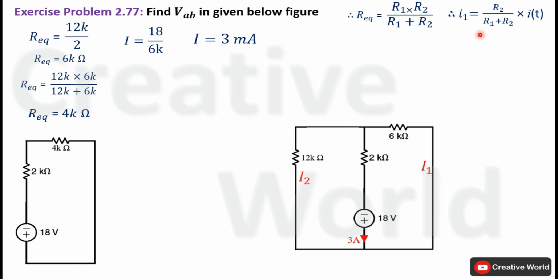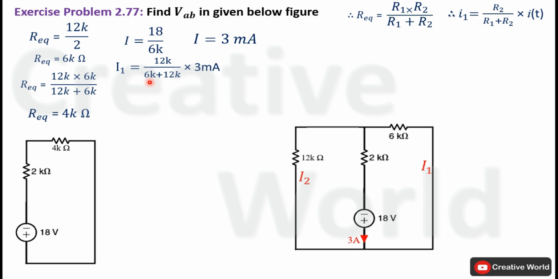R2 is the resistance of the opposite branch. In this case it will be 12 kilo ohm. And R1 is the resistance of the same branch. In our case it is 6 kilo ohm. Place values inside this equation. I1 will be equal to 12K multiplied by 3 milliampere divided by 6K plus 12K. The product of 12K and 3 milliampere will become 36 only.